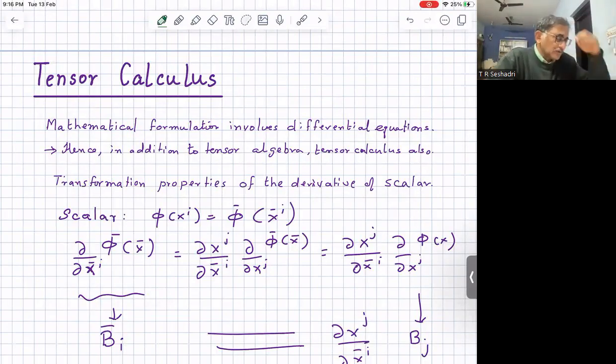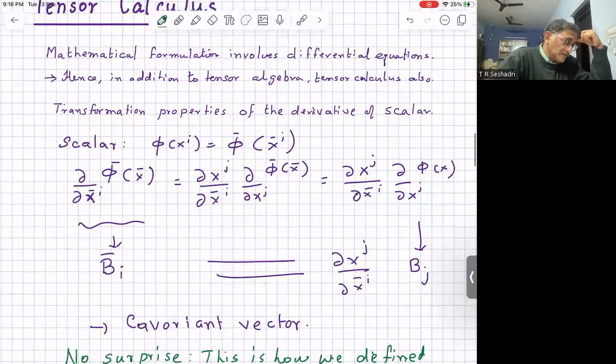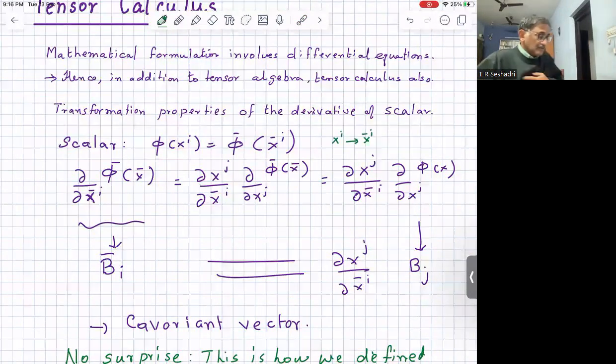So as I said, mathematical formulation involves differential equations. Hence, in addition to tensor algebra, tensor calculus is also needed. Now, transformation properties of derivatives of a scalar, as we saw, φ(x_i) equals φ̄(x̄_i), right? There are two different coordinates, so here I have x_i going to x̄_i. Now I take a derivative of the right hand side. ∂/∂x̄_i of φ̄(x̄) is equal to ∂x_j/∂x̄_i times ∂φ/∂x_j, just the usual law of partial derivative. But now I know that φ̄(x̄) is φ(x), so I can write it this way.